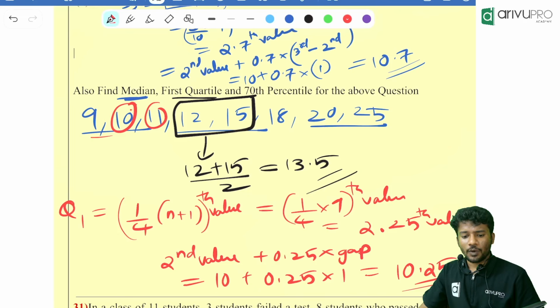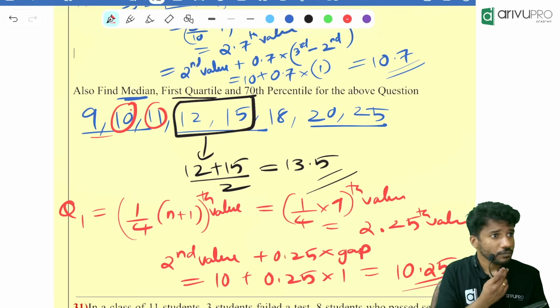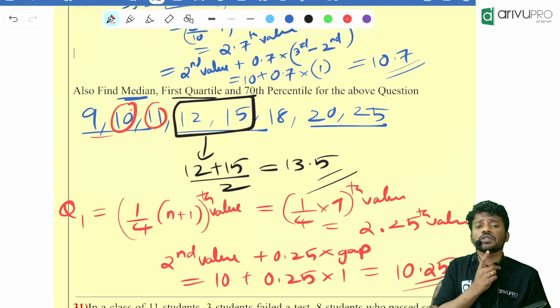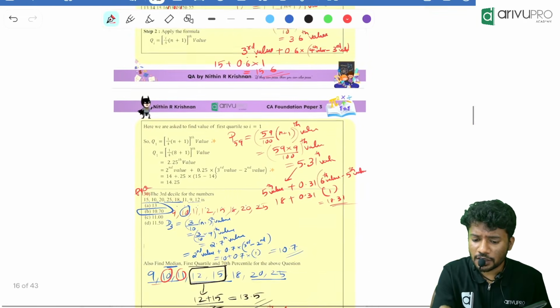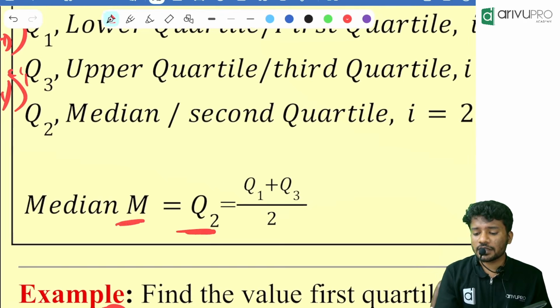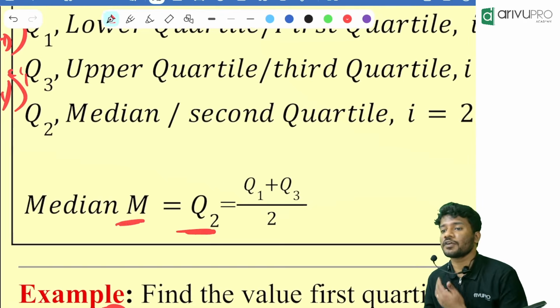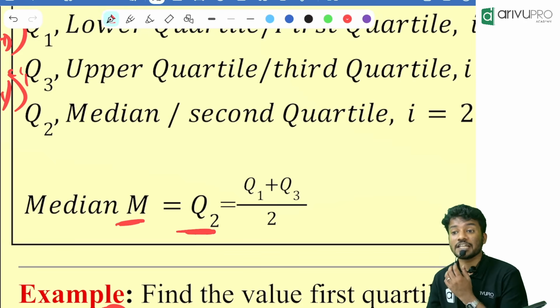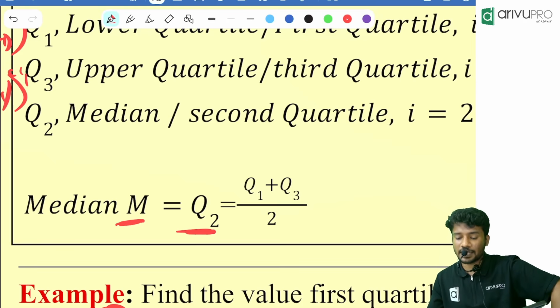Understood? Now I will teach you one more thing. If Q1 and Q3 are given, the median is the average of Q1 and Q3. Look here. If Q1 and Q3 are given, median, or Q2, is nothing but Q1 plus Q3 divided by 2. Make a note of it. Median or Q2 is equal to the average of the first and third quartile.